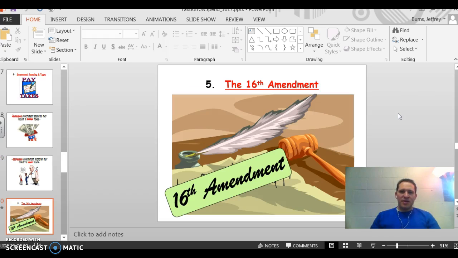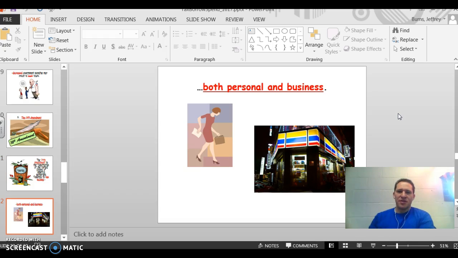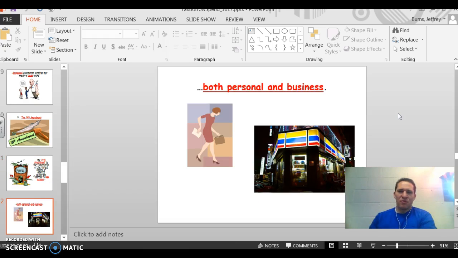16th Amendment. Give me number five, which is right at the bottom left of your handout. Okay, so you got the 16th Amendment. And the 16th Amendment authorizes Congress to tax our income. So how much money we bring in as individuals, businesses as well, corporations, right? So that's going to be both personal and business incomes. So you're going to write all that in box 16. Again, I'll go back. So Congress to tax incomes, both personal and business.